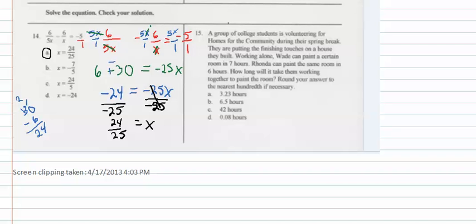So we're going to write our equation. Looking at this, Wade can paint it in 7 hours, so it's 1 over 7, that's Wade. And Rhonda can do it in 6 hours, so 1 over 6. But our question is, how long will it take them to do it together? Just like we've been doing, we want to get rid of the denominator and solve for t.